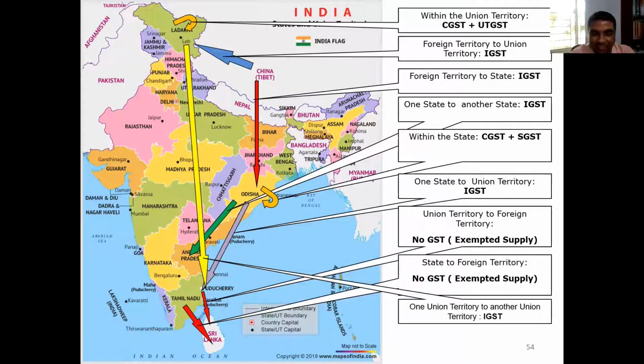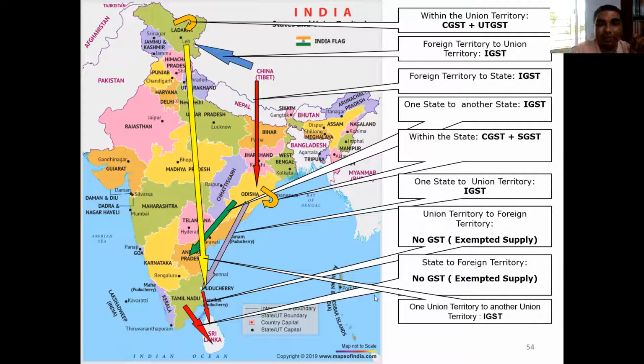Sir, can you repeat that last example, from Ladakh to Puducherry? Ladakh to Puducherry. This is inter-union territory, from one union territory to another union territory. So the tax which will be levied here is IGST. This is just like interstate. In case of interstate supply, what tax do we levy? IGST. So in case of inter-union territory also, you have to levy IGST. Is it clear to you? Yes, sir.